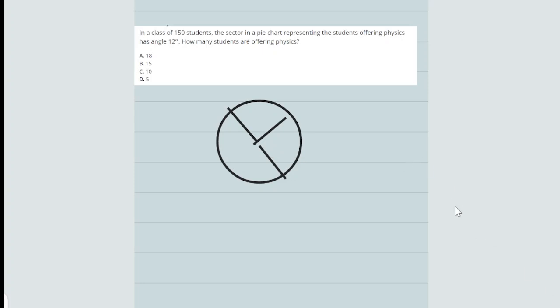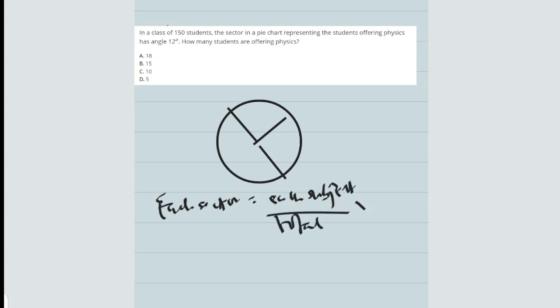But now in this question, in a class of 150 students, the sector in a pie chart representing the students offering physics has angle 12. Don't forget what I said. To find each sector, it is the number of students for the subject divided by the total multiplied by 360 degrees. Now they said that the sector for physics is 12. We are asked to find the number of students offering the subject. Let's say it is x. Then divided by the total, that is 150, multiplied by 360.